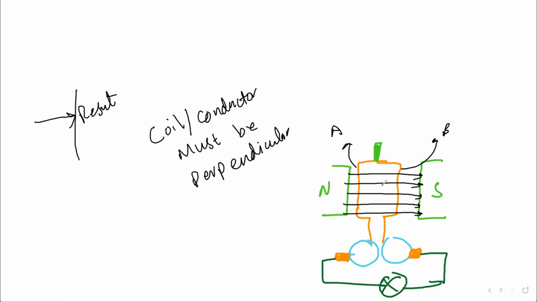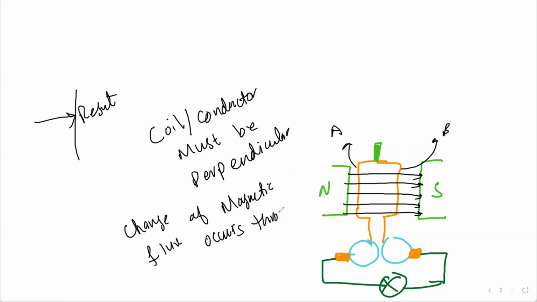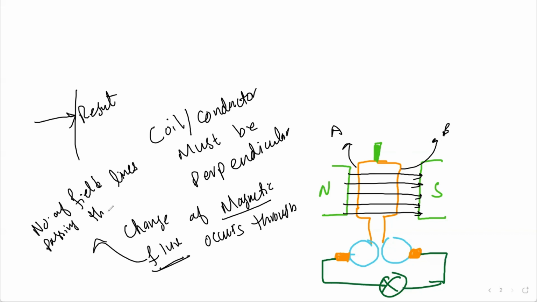When the magnetic fields are cutting sides A and B, and we are rotating the coil across the magnetic field, a change of magnetic flux occurs through the coil. Due to this change of magnetic flux, let's first discuss what magnetic flux is. Magnetic flux is defined as the number of field lines passing through a coil held perpendicular to it.